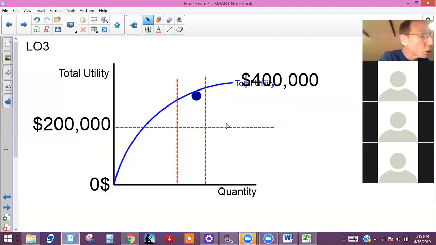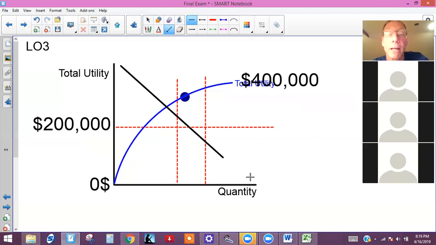Diminishing marginal utility, isn't it? In other words, the marginal utility is the change, right? So as you get more and more of something, the increase in your total utility, or the marginal utility, actually decreases. So if you were to graph the marginal utility of this total utility curve right here, it would look something like that.